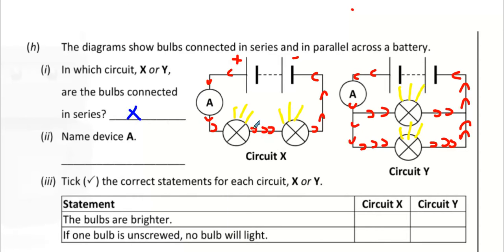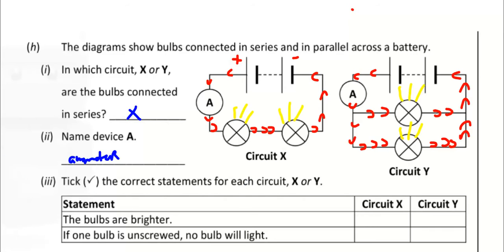Okay, so which one is connected in series? X is connected in series because it's one after the other. The second one's connected in parallel because there's two parallel lines, this line here and this line here together. And they both have two separate bulbs and two separate wires. Okay, name device A. Device A is an ammeter.